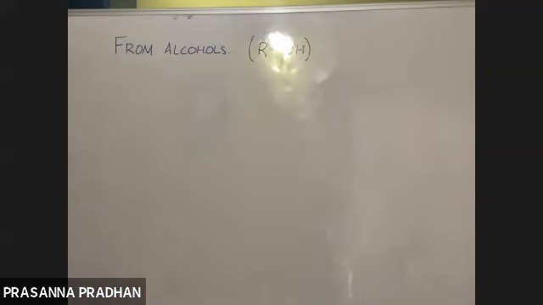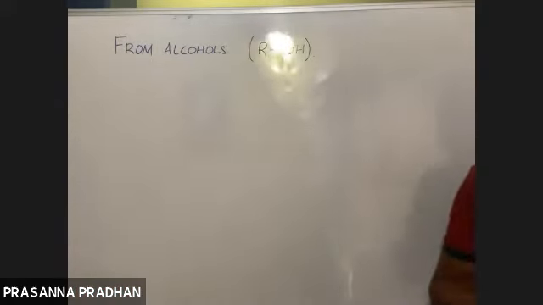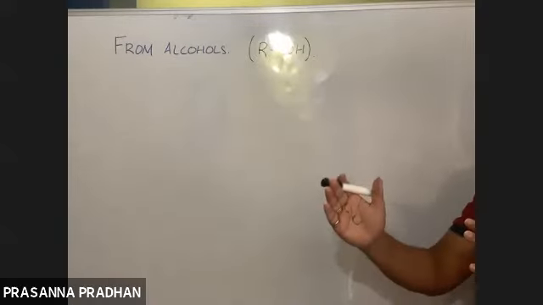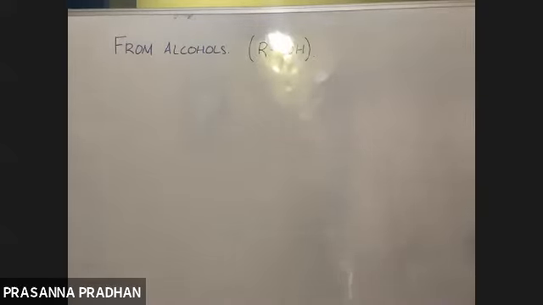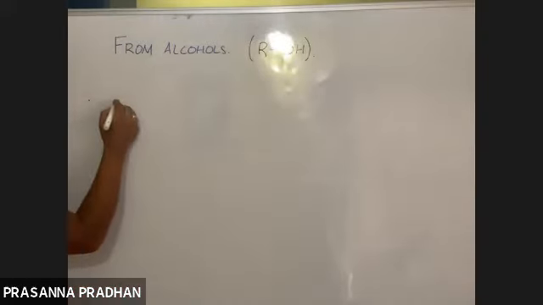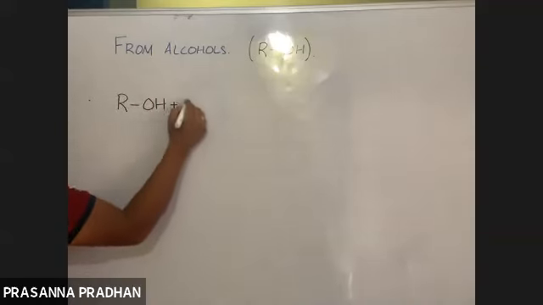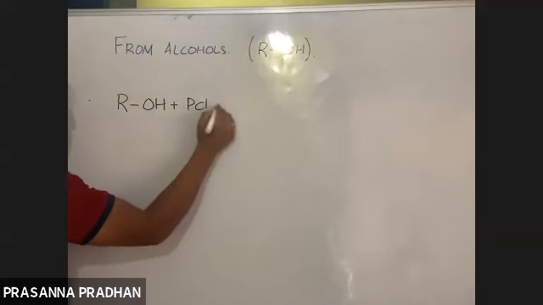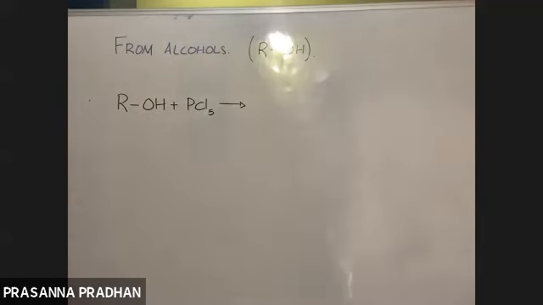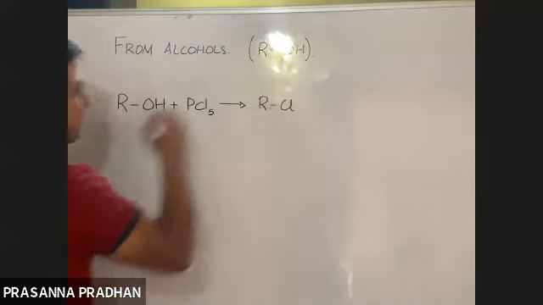Okay, now let us see what are the methods. Let us see today what are the reagents, okay, with the help of which alcohol can be transformed into your alkyl halides. So number one method of preparation, when alcohols are treated with phosphorus pentachloride. So what is the reagent? The reagent is phosphorus pentachloride. So when alcohols are treated with phosphorus pentachloride, the OH group gets substituted by Cl.